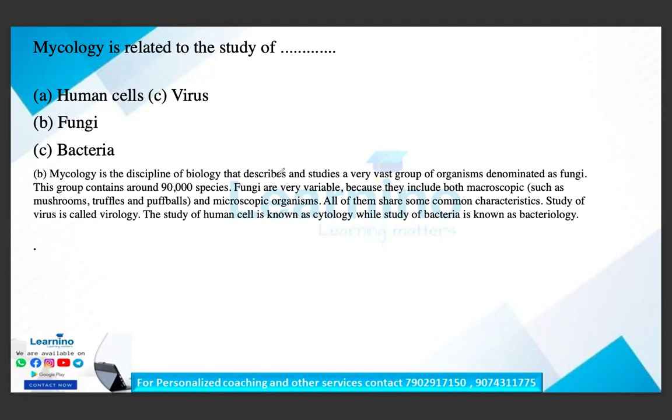This group contains around 90,000 species. Fungi are very variable because they include both macroscopic, such as mushrooms and puffballs, and microscopic organisms. All of them share some common characteristics. Study of virus is called virology. The study of human cells is known as cytology, while study of bacteria is known as bacteriology.